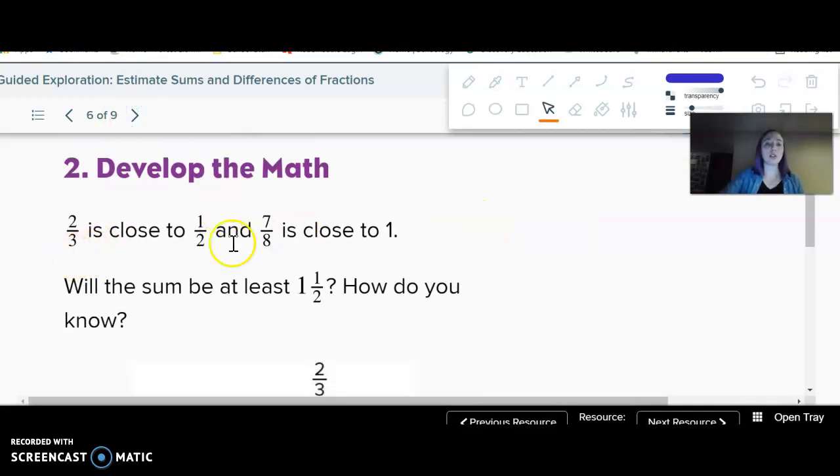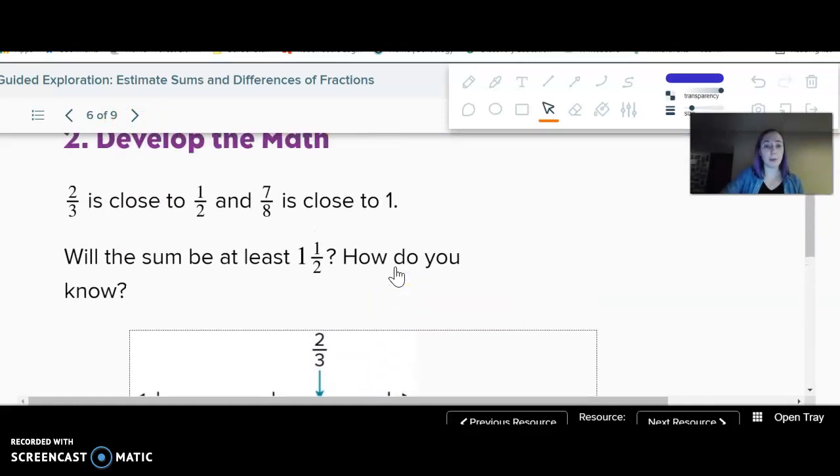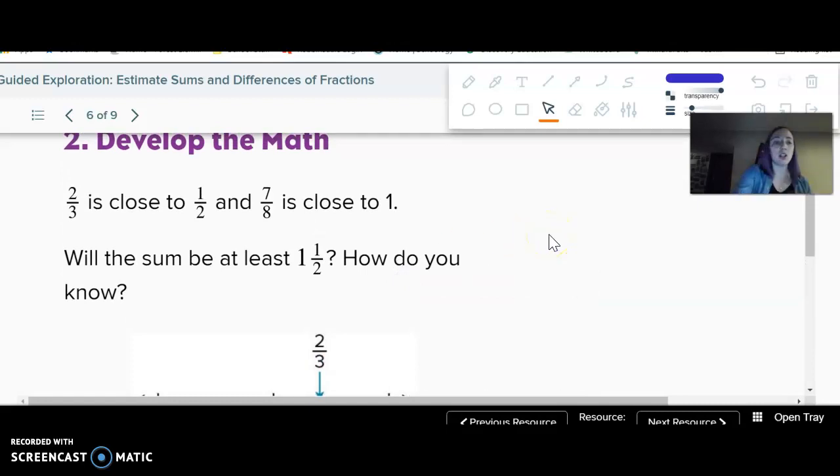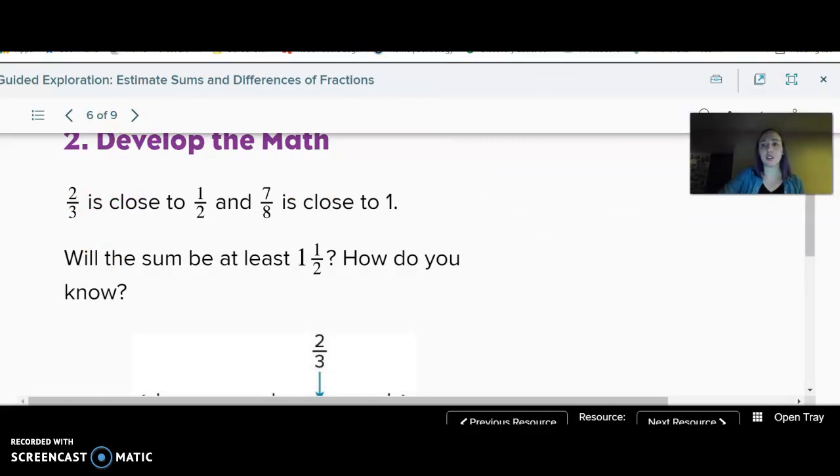So we have 2/3 is closest to 1/2, and then 7/8 is closest to 1. So if I say, well, 2/3 is 1/2, 7/8 is 1, and we're adding those together, we know it's going to be about 1.5, right? That's what it's going to be closest to. 2/3 is a little more than 1/2. 7/8 is a little smaller than 1. So it's going to be about 1.5. All right. If it's not making sense yet, that's okay.